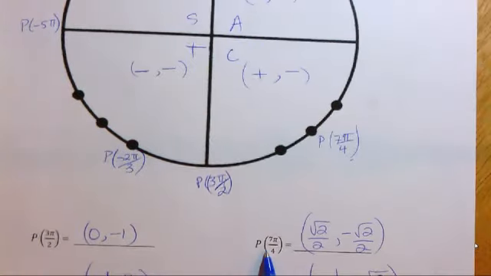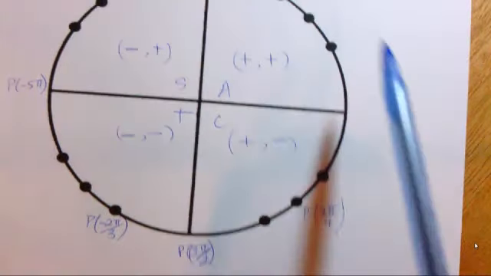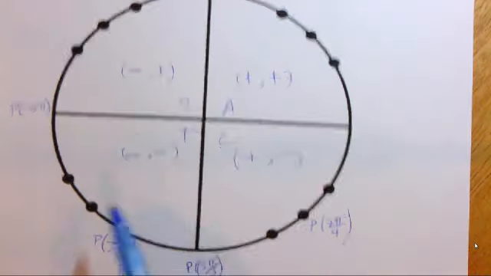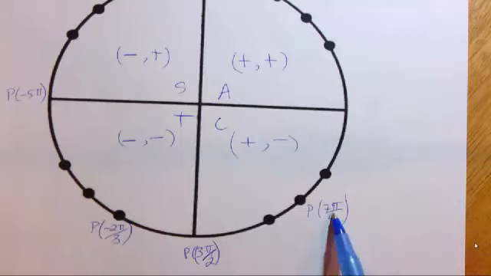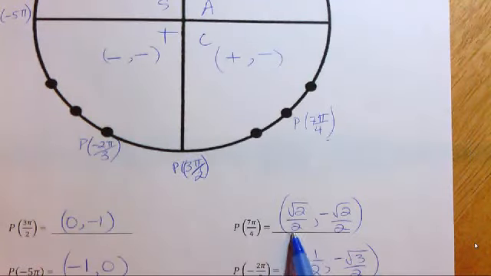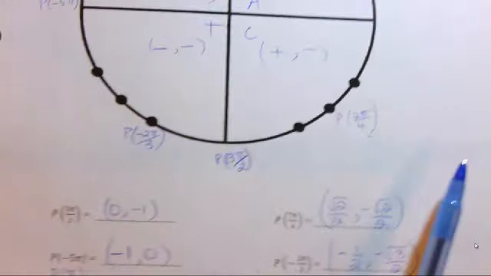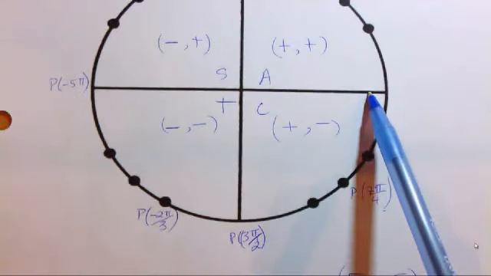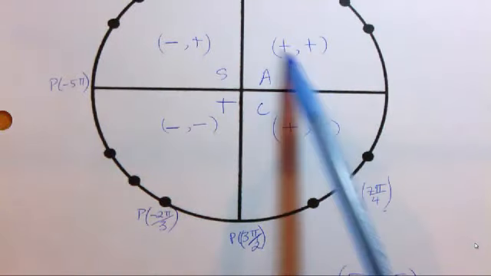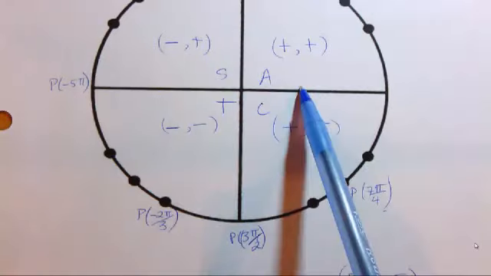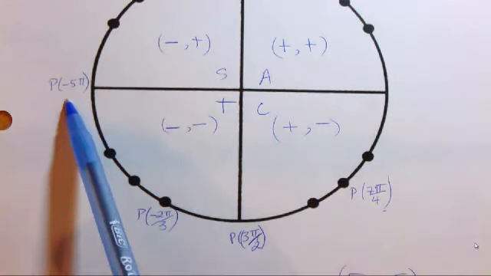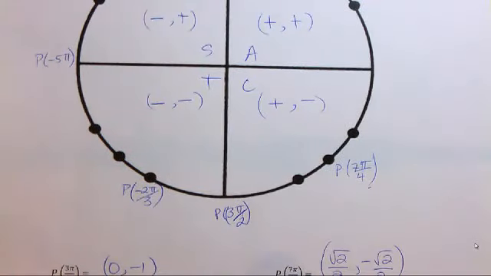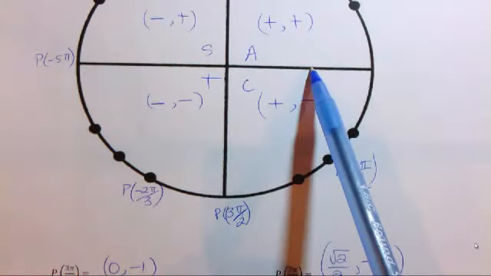Now for 7π/4, you're just counting around 7 π/4s. So you go 1, 2, 3, 4, 5, 6, 7 π/4 lands you right here. The coordinate of that is (√2/2, -√2/2). And for negative 5π, you're going in the opposite direction. So you're going 1, 2, 3, 4, 5 π, and that lands you right here where the coordinate point is (-1, 0).